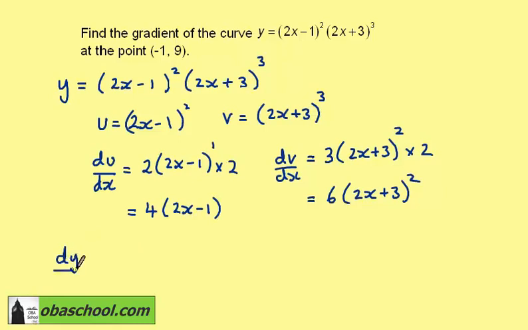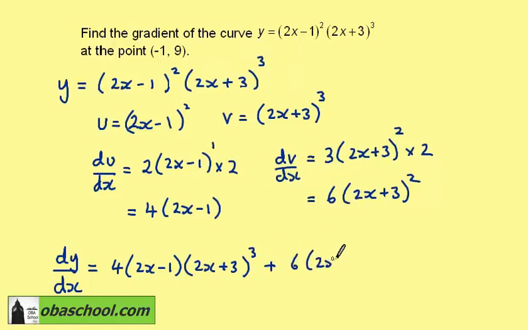So now dy/dx is equal to v times du/dx. So we get 4 times (2x minus 1) times (2x plus 3) cubed, added to u times dv/dx, which is 6 times (2x minus 1) squared times (2x plus 3) squared.